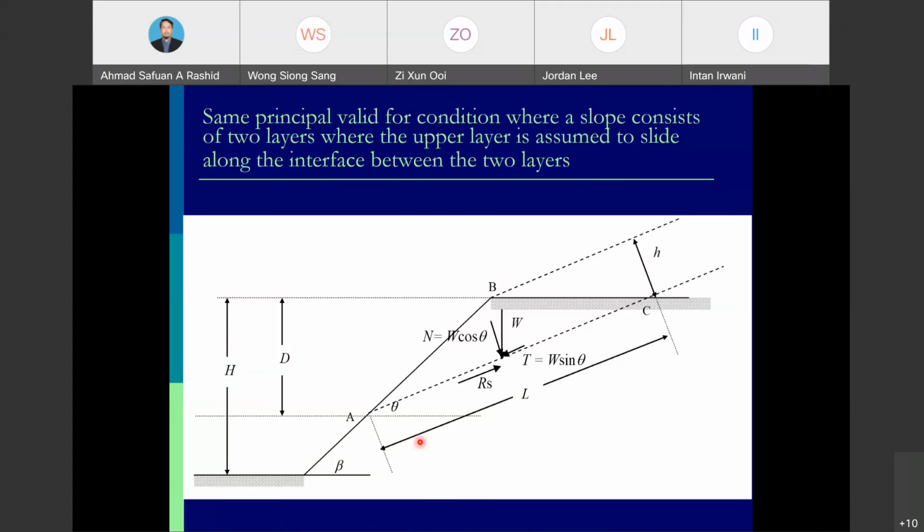The same principle is valid for a condition where a slope consists of 2 layers, where the upper layer is assumed to slide along the interface between the 2 layers. This is a condition where we have 2 types of material. To determine the factor of safety, we may choose the top of the slope to determine the potential failure plane of this slope.